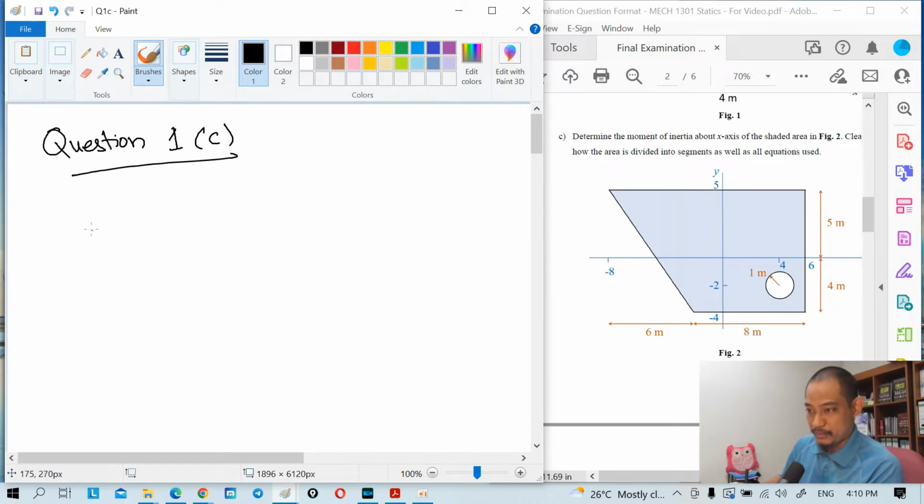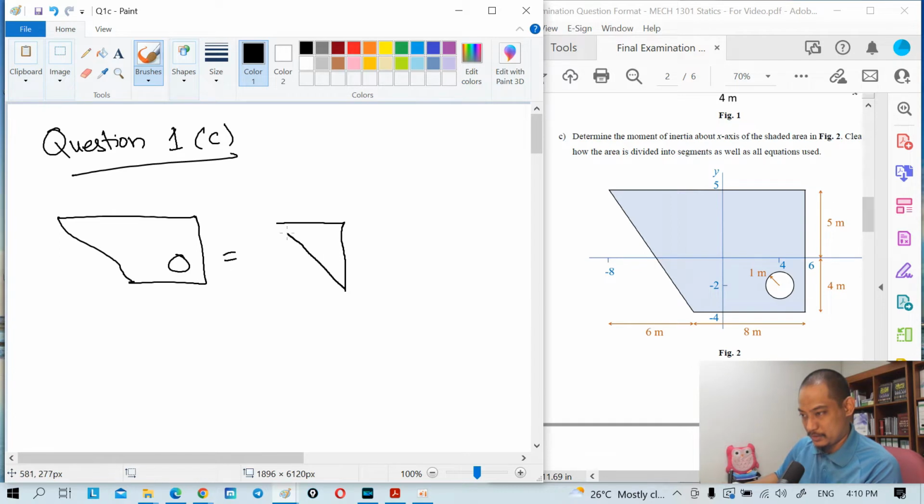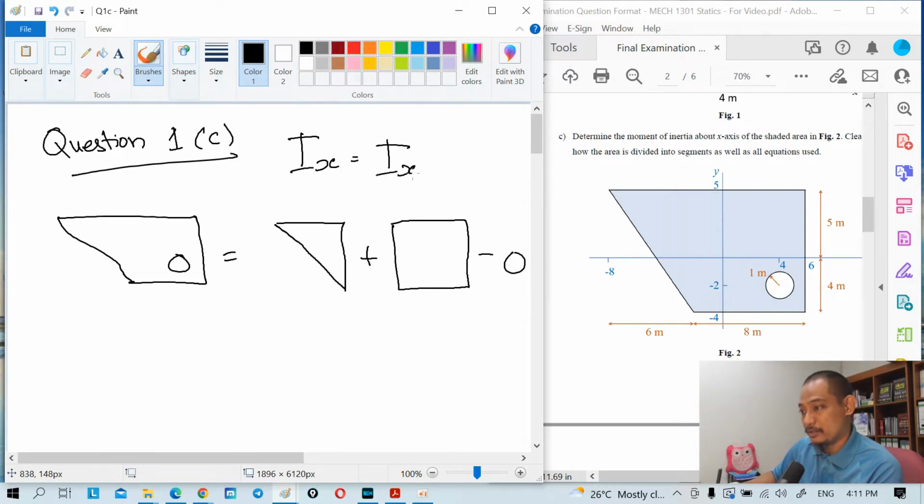So in this case, we have this area. Basically, this area is equal to this plus this minus this. And the major equation that we'll be using is the parallel axis theorem, and we need to find the moment of inertia about the x-axis. So Ix equals Ix prime plus A dy squared, right? So we need to find what is Ix prime for each of these. We have the table below, we can use that one.